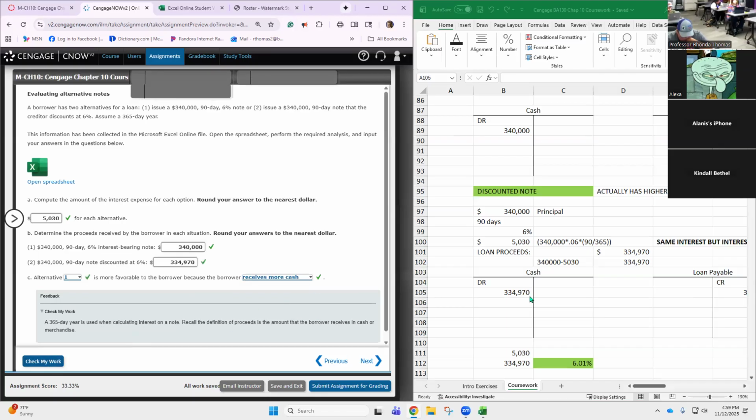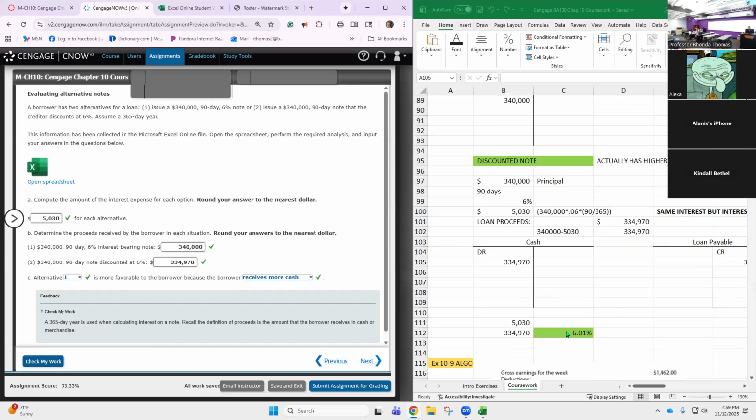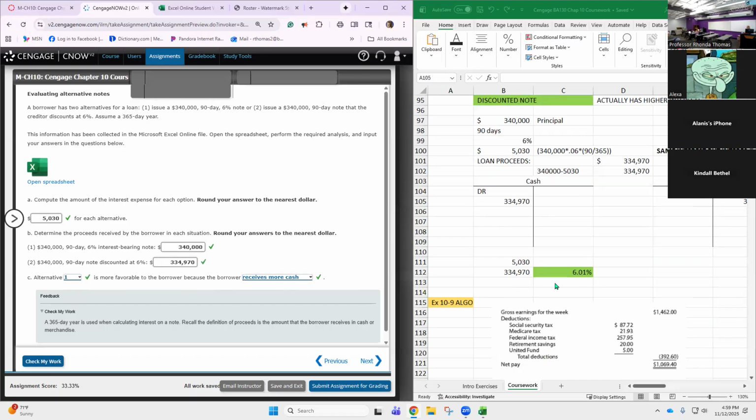Let me show you this on my sheet. For the one using the discounted note, there's the interest. If you take the interest and divide by the loan proceeds that you're getting, that interest rate is actually just a smidge higher than 6%, because you're only getting the discounted amount. All right, everybody okay with those?